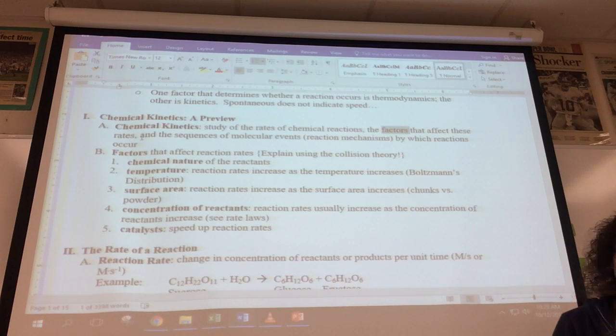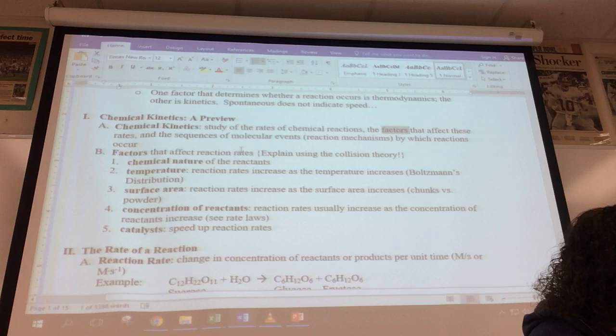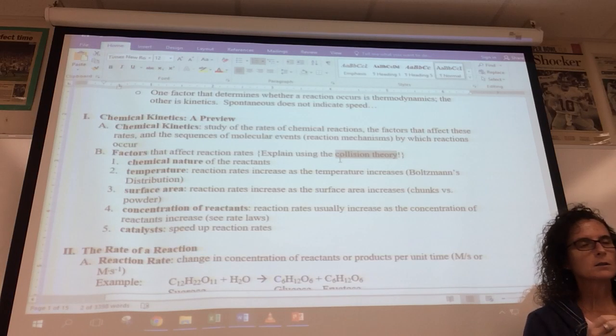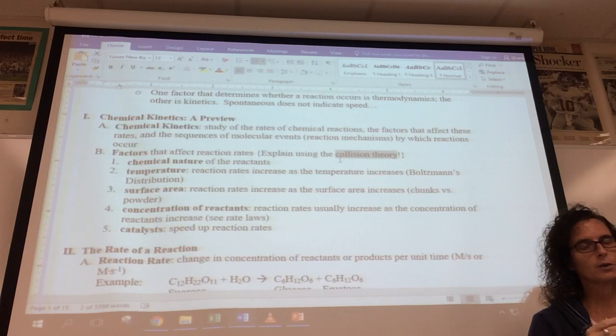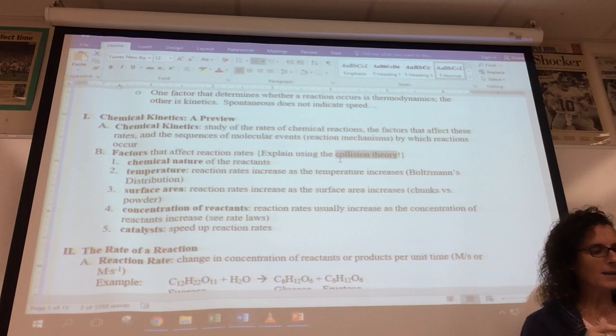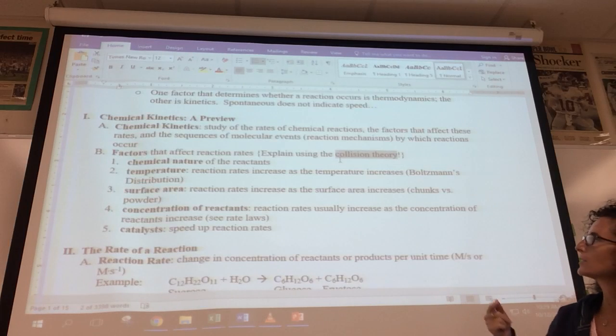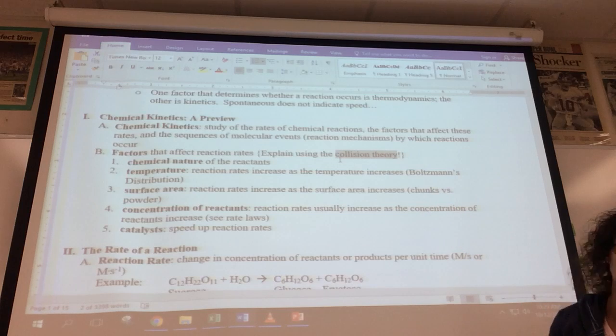Factors that affect reaction rates. Whenever we explain how a factor affects reaction rates, maybe with the exception of the first, we're always going to explain it with the collision theory, and we'll talk more about the collision theory later on. But with the collision theory, particles must react with enough force to overcome an energy barrier known as activation energy, and the particles must hit one another in the proper orientation. Any factor that increases the likelihood of an effective collision will increase reaction rate, but we'll talk about the collision theory a little later on.